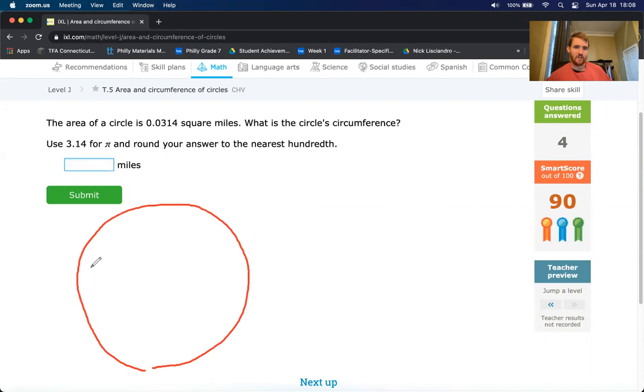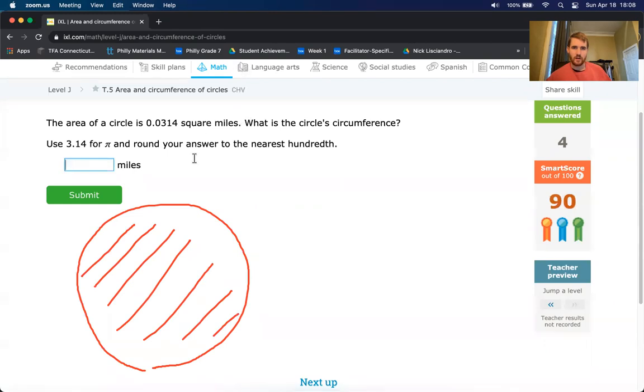With an area of 0.0314 square miles. So I'm just going to write area equals 0.0314. Not a great number. Don't love that number, if I'm being honest, but it's what we have, and we will be able to deal with it. So this is the area.